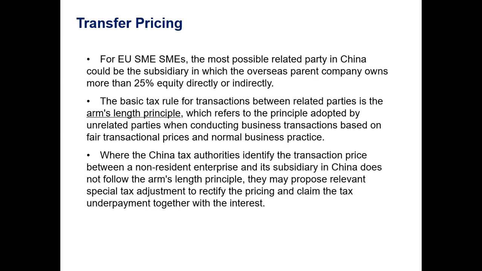So if you want to transfer some profit from China to overseas countries by selling something at a very high price or buying something at very low prices, the China tax authority will say, okay, such a transaction is not on arm's length principle. We will not permit it, and they will assess a reasonable profit margin for the local company and adjust the price, and based on this adjusted price impose the corporate income tax. And also the tax authority can claim the underpayment together with late payment interest.